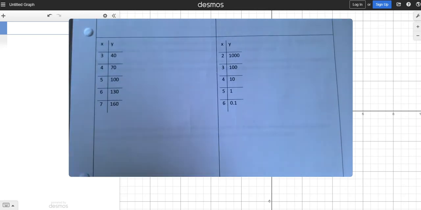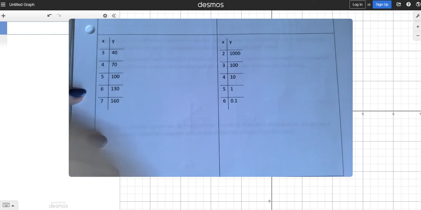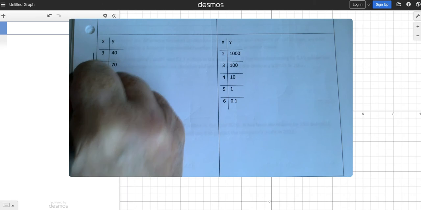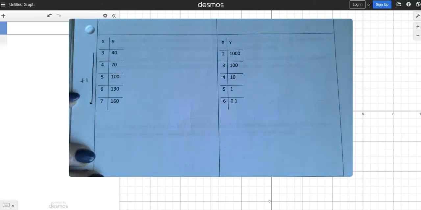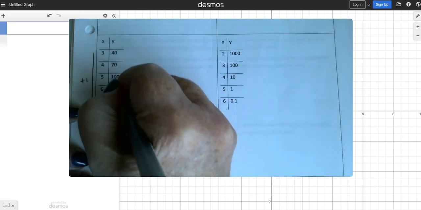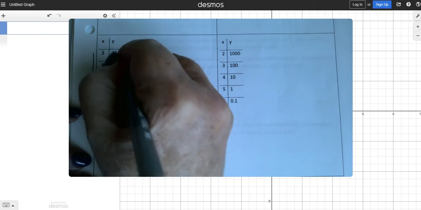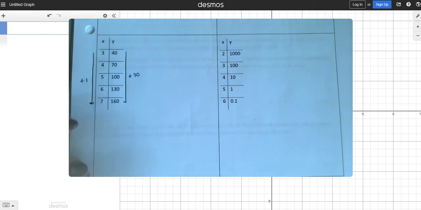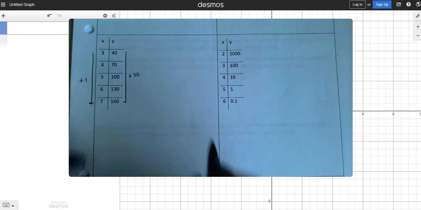All right, we have a couple more. Looking at this one, again, I just double check it. I always have to verify that my x's go up by 1. Otherwise, the pattern in the table doesn't help me at all. But it does, so we're good here. And it looks like we are adding 30 each time here. So adding or subtracting, that's a linear function.